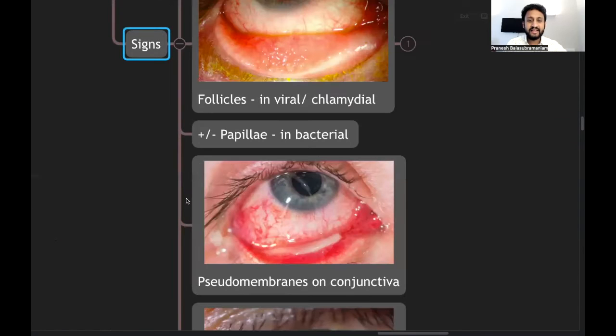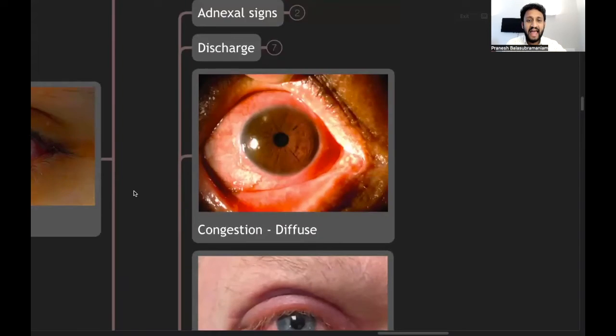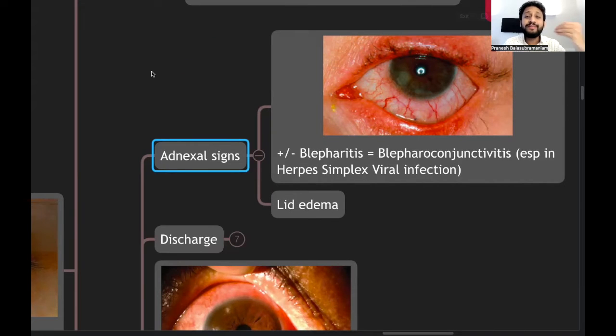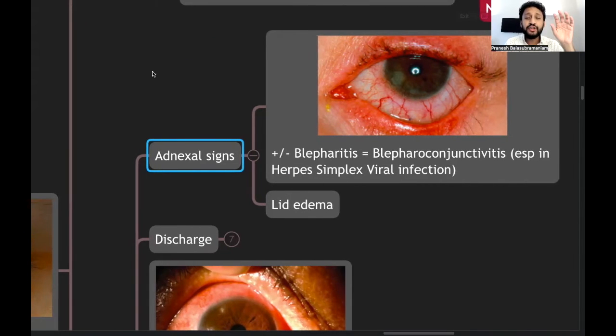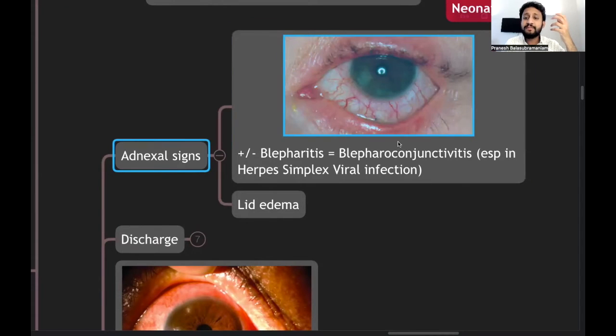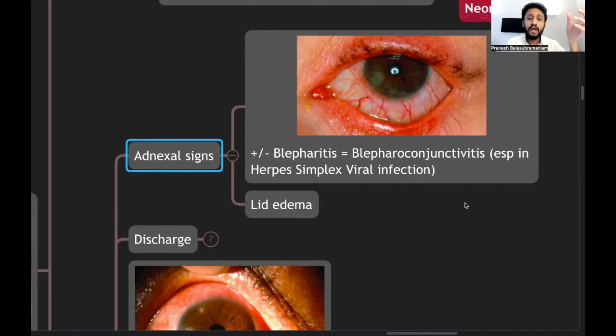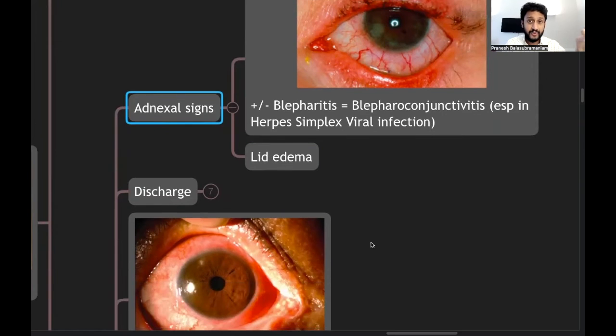Basically, the patients can have adnexal signs, which is very important to look for. Most often we tend to miss these adnexal signs, especially blepharitis. Look for blepharoconjunctivitis, especially in cases of herpes simplex viral infection. The patients can initially present with just blepharitis and then it becomes blepharoconjunctivitis. Look for lid edema. Lid edema is quite common in acute infective conjunctivitis as well.